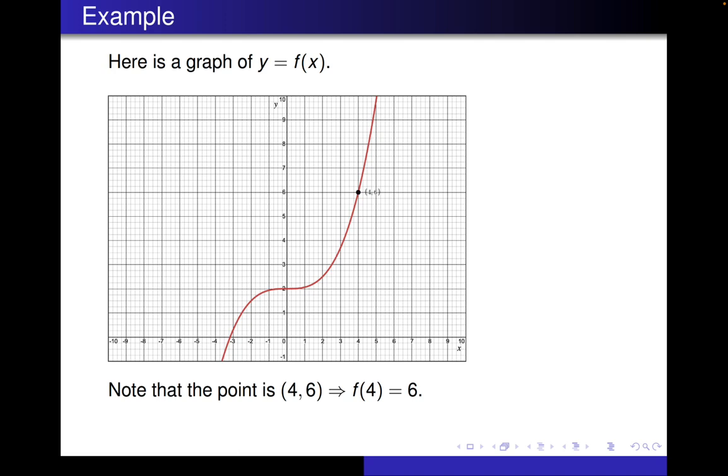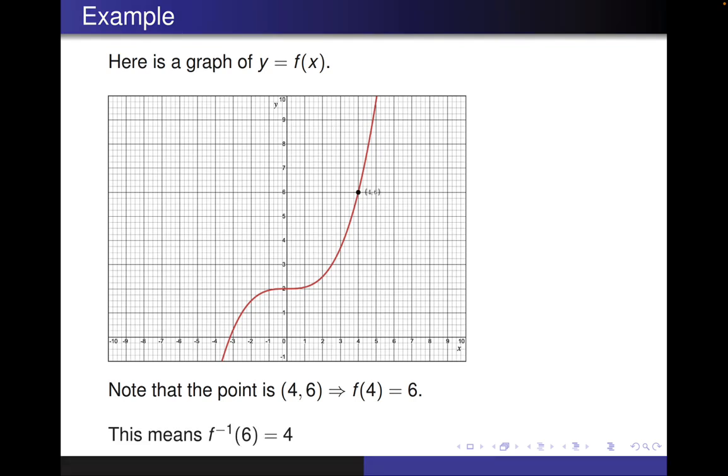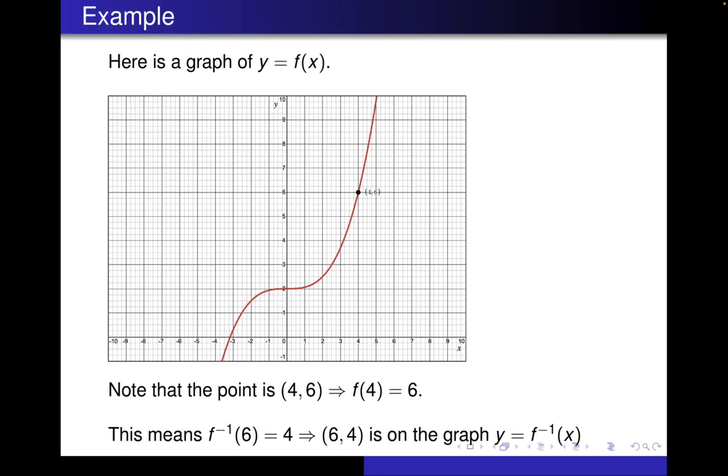But remember, what we just figured out is that we switch the roles of x and y to find our inverse. So for f, our input is 4 and our output is 6. We switch our inputs and outputs for f inverse to get f inverse of 6, and the output is 4, which means the point x equals 6, y equals 4 is on the graph y equals f inverse of x. All we did was take the x and y coordinates of our point for f, and switch them to find a point for f inverse.